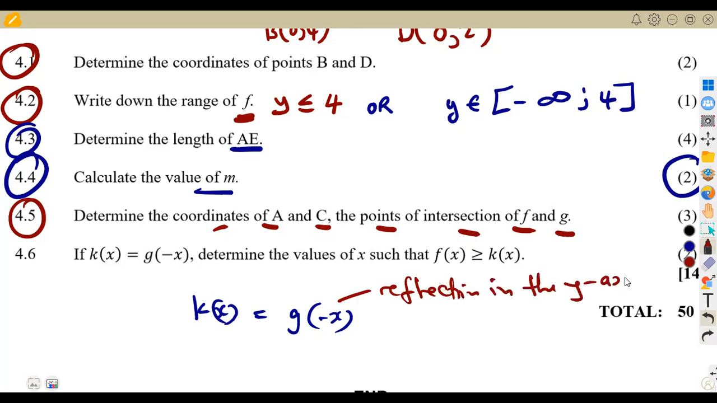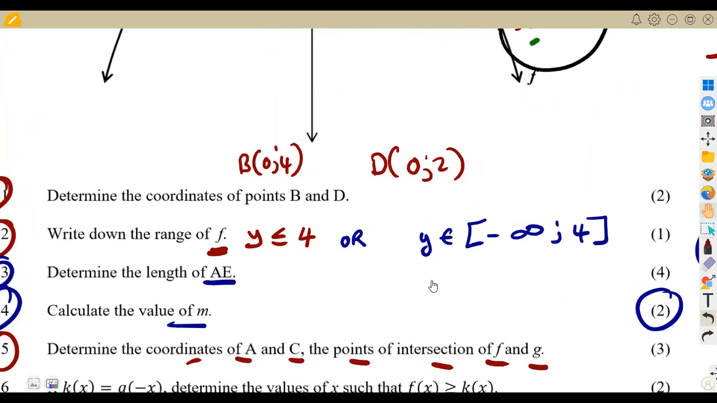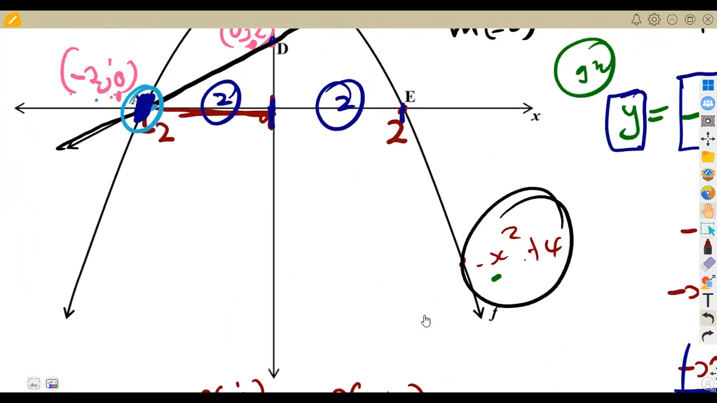We know this, right? If it is minus g(x), it's a reflection in the x-axis when it is written like that. So the question is, if we reflect this in the x-axis, what is going to happen if we reflect g(x)? This is our g(x), all right? So like I said, it's a question of understanding. If we reflect g(x), this is our g(x) here.